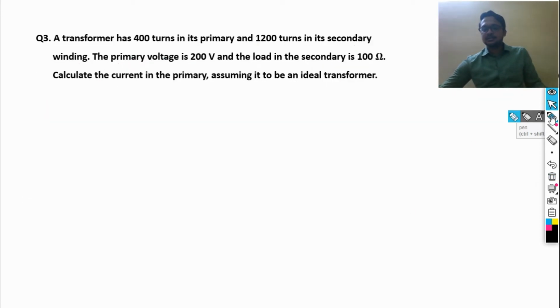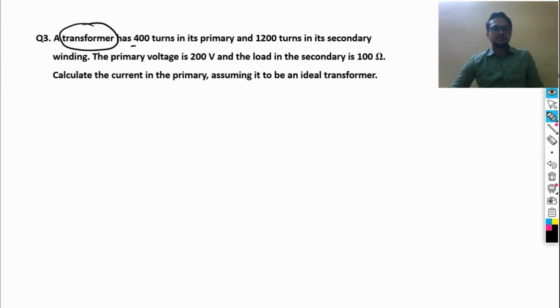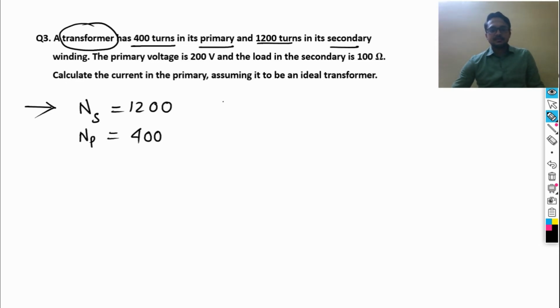Yes, our next question is from transformer. A transformer has 400 turns in the primary coil and 1200 turns in the secondary coil. First of all, in this type of problem, we'll write the quantities. We basically use NS and NP. NS is the number of turns in secondary and NP is the number of turns in primary. In primary it is 400, in secondary it is 1200. And primary voltage VP is given as 200 volt.